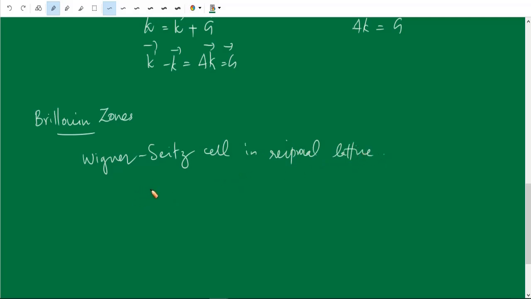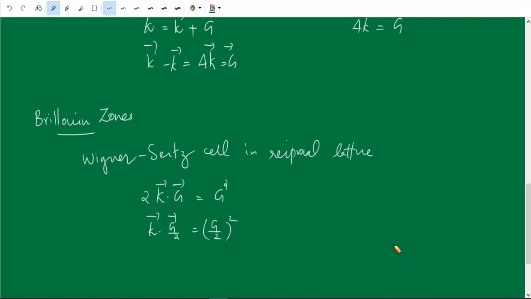We know the diffraction condition, 2k dot g is equal to g square. So we can divide this equation by 4. So we get k dot g by 2 is equal to g by 2 whole square. So this is another equation for the diffraction condition: k dot g by 2 is equal to g by 2 whole square.